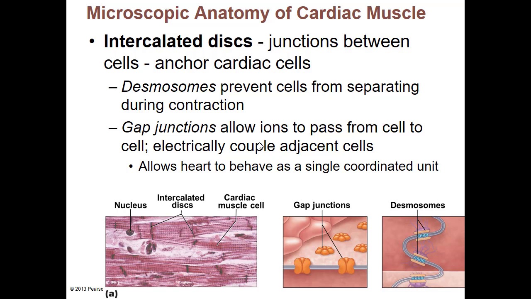It's an anchor. The cells in your heart are attached to each other. They are bound to each other. Underneath the microscope, that stains darker where those cells bind, at those attachments where the two cells bind. They are held together by what are known as desmosomes. They make it so the cells don't separate from each other.